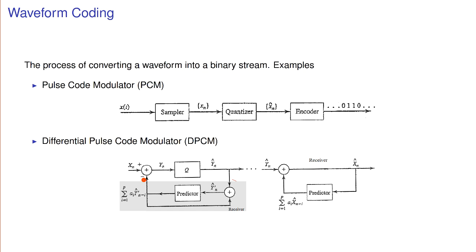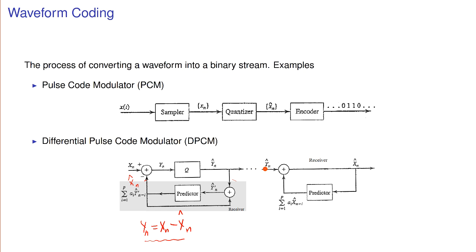So this signal here is x hat n. If this prediction gives you a value roughly close to x n, the difference, y of n, which is equal to x of n minus x hat of n, is much smaller. Therefore, you're quantizing a signal which has less range, and that is equivalent to having better performance. So you quantize y n to get y hat n.